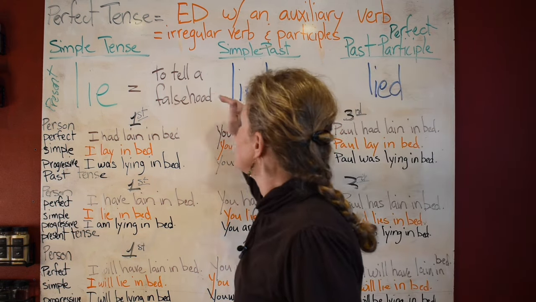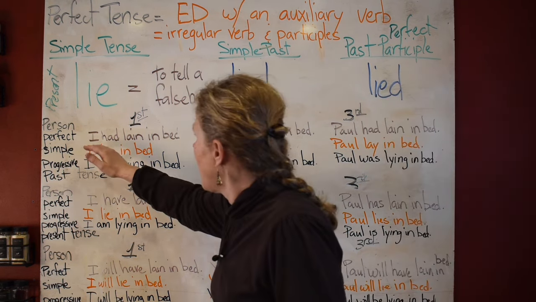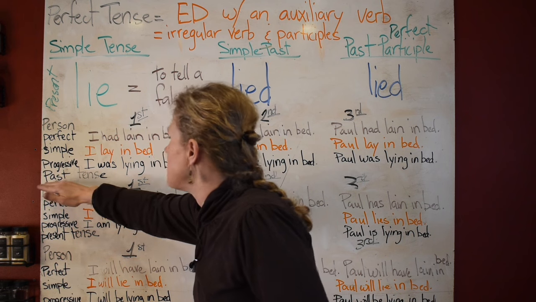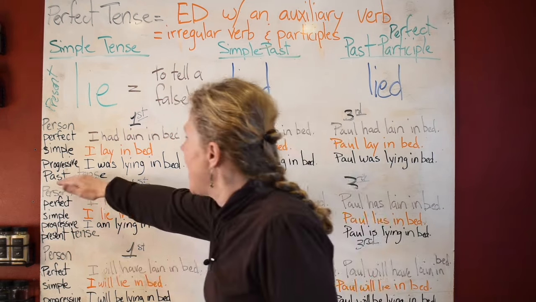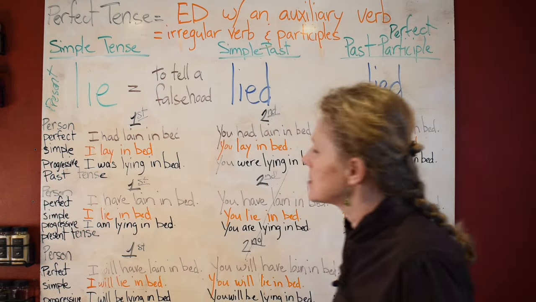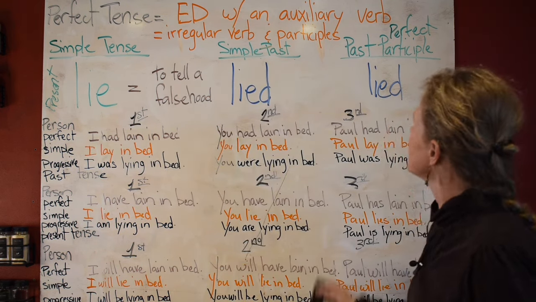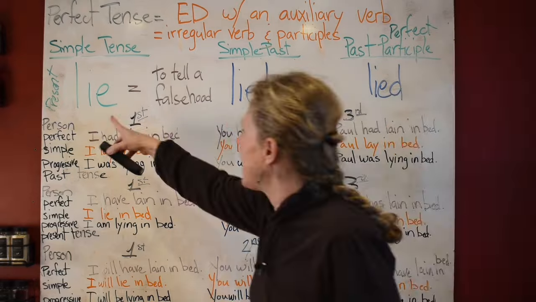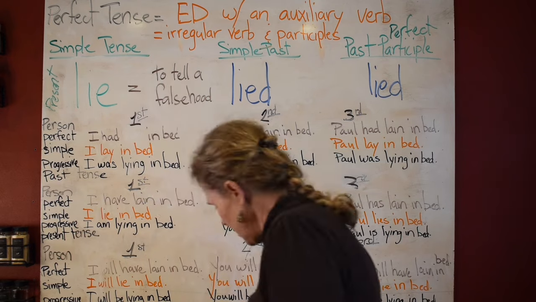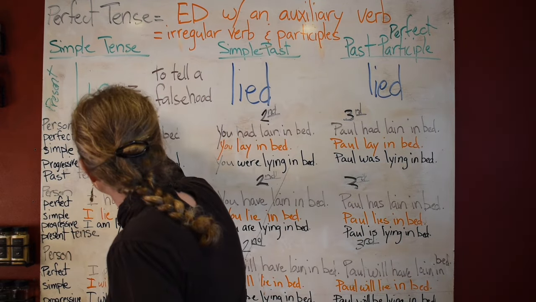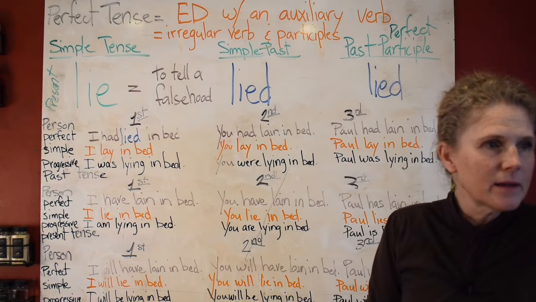So this lie, to tell a falsehood. Now let's look at the past tense. We're going to go into the past tense and we're going to go into the perfect past. Can we say I had lain like that if we're going to use it as a lie in bed? So no, we would have to change lain to lied.